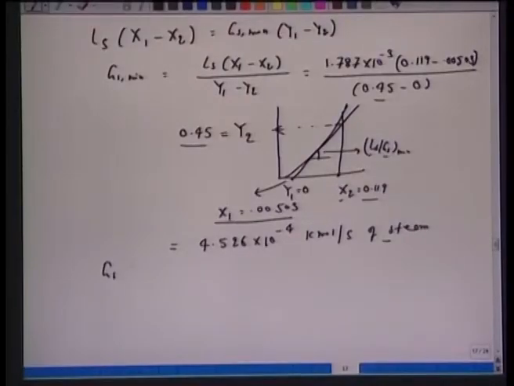You can do the calculation. You can write a short program also. Either way it can be done, but you must try both ways to convince yourself that you are getting the same answer. So GS min is given, and we have the actual flow rate of GS solvent, 1.5 times 4.526 10 to the power minus 4, as 6.79 10 to the power minus 4 kilomole per second.